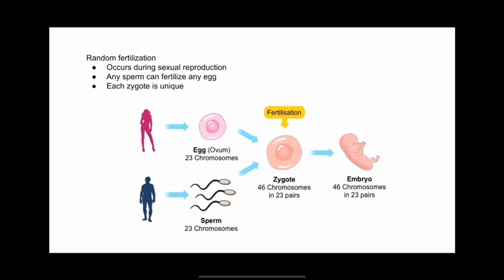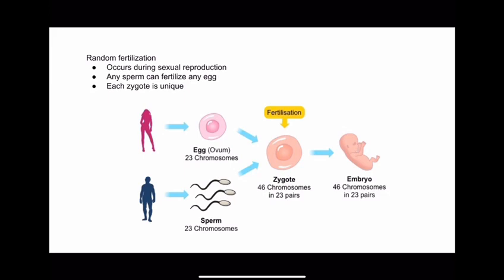And now we have random fertilization. So random fertilization is a process that occurs during sexual reproduction in which any sperm can fertilize any egg. The resulting zygote has a unique combination of genetic information due to the random selection of both sperm and egg. This process contributes to genetic diversity as it leads to the creation of offspring with new combinations of genes that are not present in either parent or even sibling.